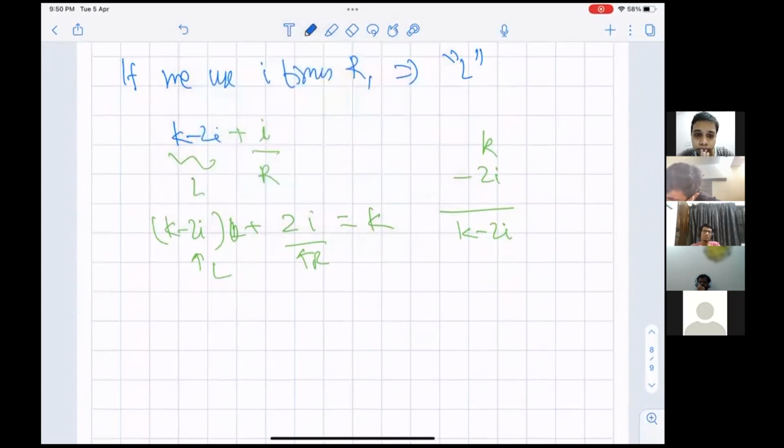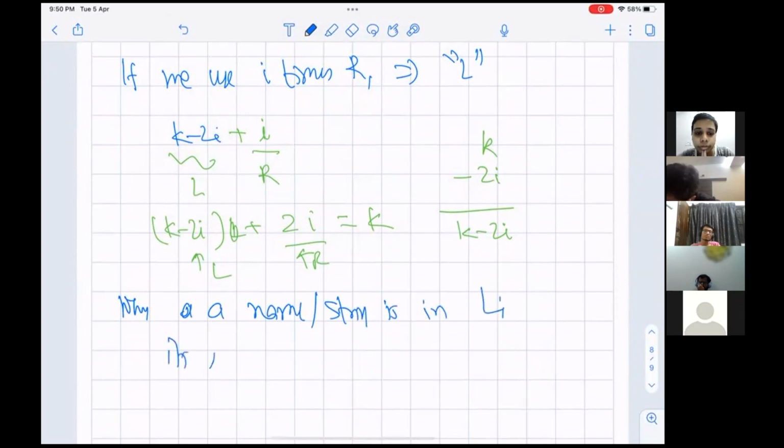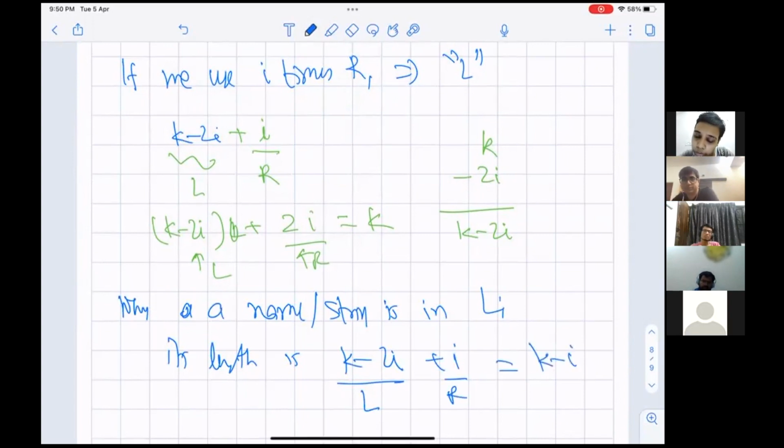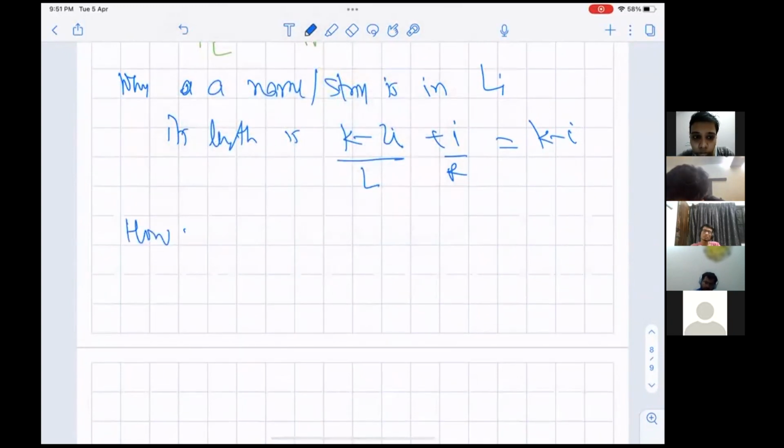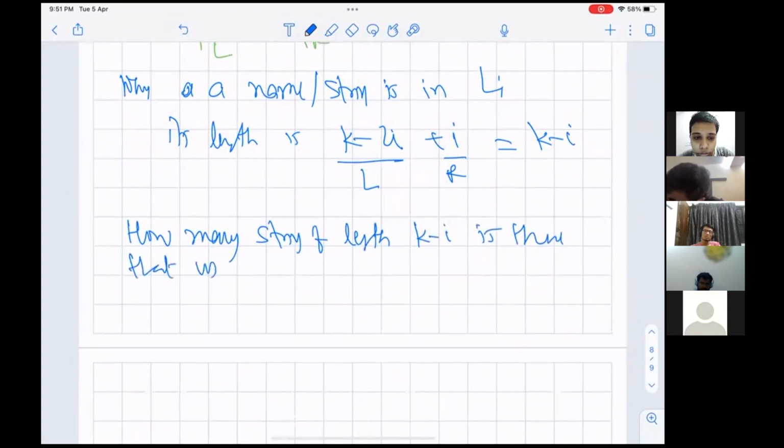So when a string is in Li, its length is K minus 2i for left plus I times for right, so this is K minus I. Is that fine? Okay. So now I can ask you, how many strings of length K minus I are there that use I R? You tell me.